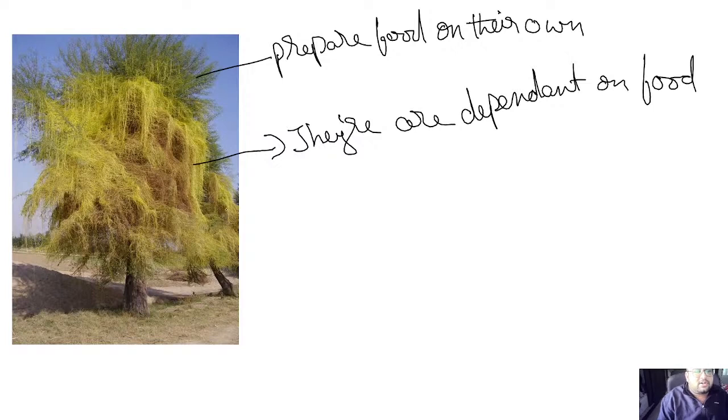So this is known as heterotrophic mode. You can see this is the same plant, just the same tree, but it has two parts. It has an autotroph category and a heterotroph category. This is how it works. Did you all understand, students? So they are basically known as parasites.